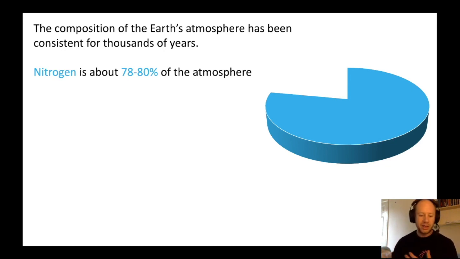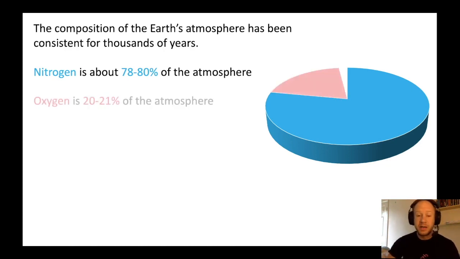Now, nitrogen doesn't react with anything. It's an inert gas. It does not do chemical reactions. So as nitrogen was produced, it just started to stay in the atmosphere. It never got removed by anything. Whereas oxygen and carbon dioxide get used up by animals and plants during photosynthesis and respiration. So the nitrogen stays very much the same in the atmosphere.